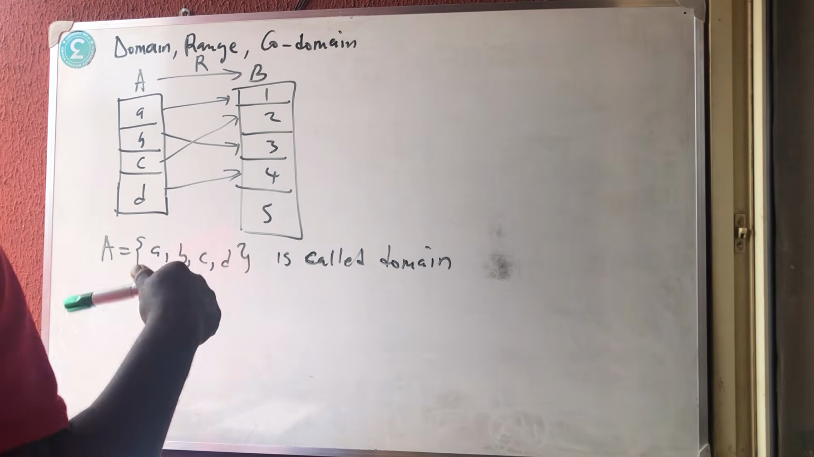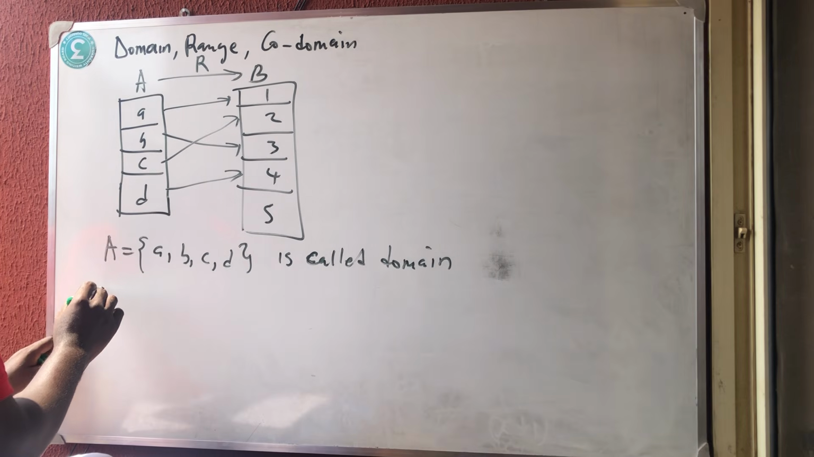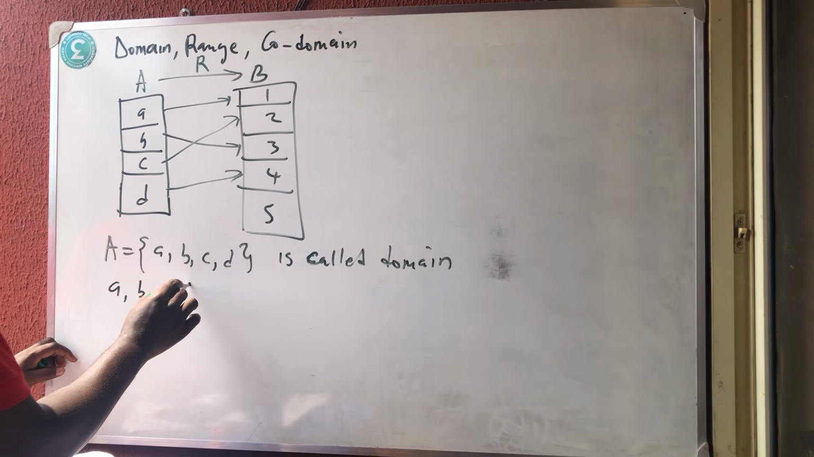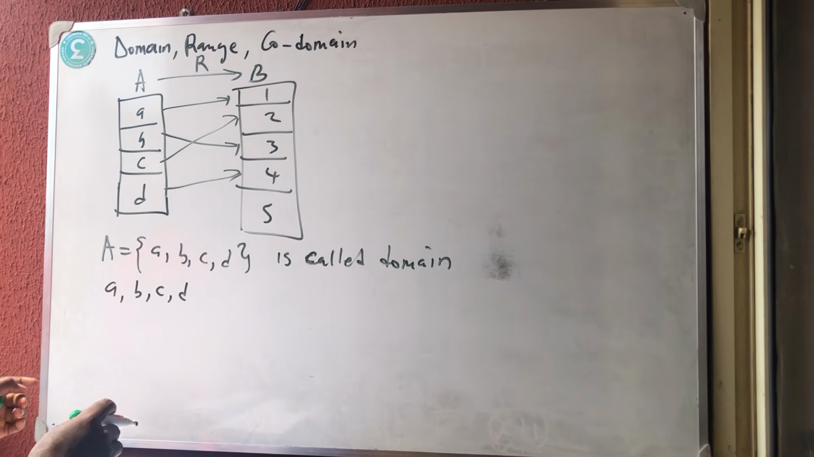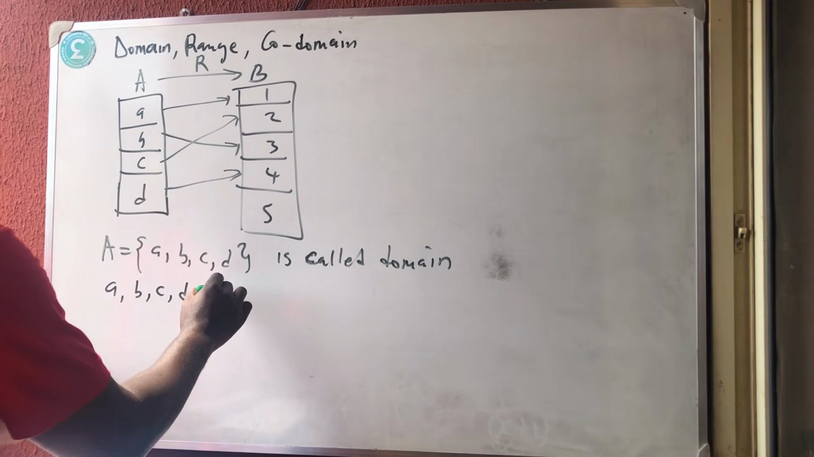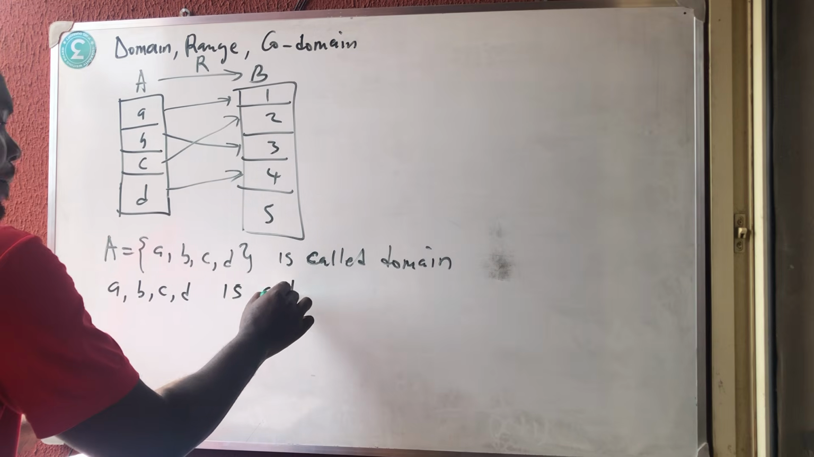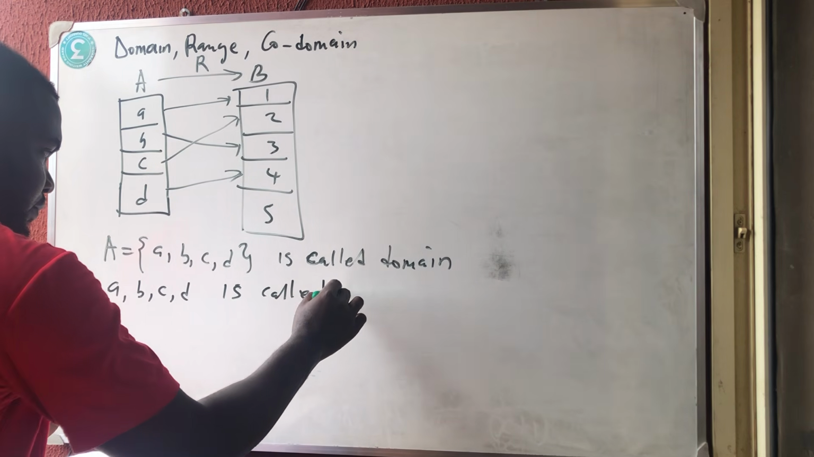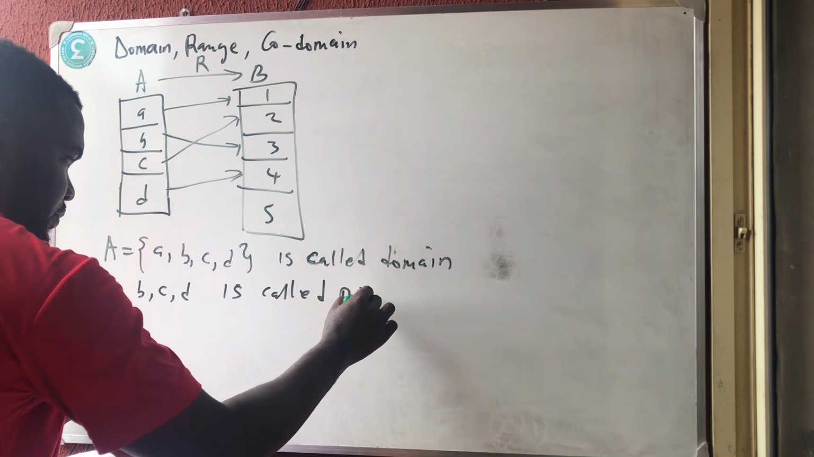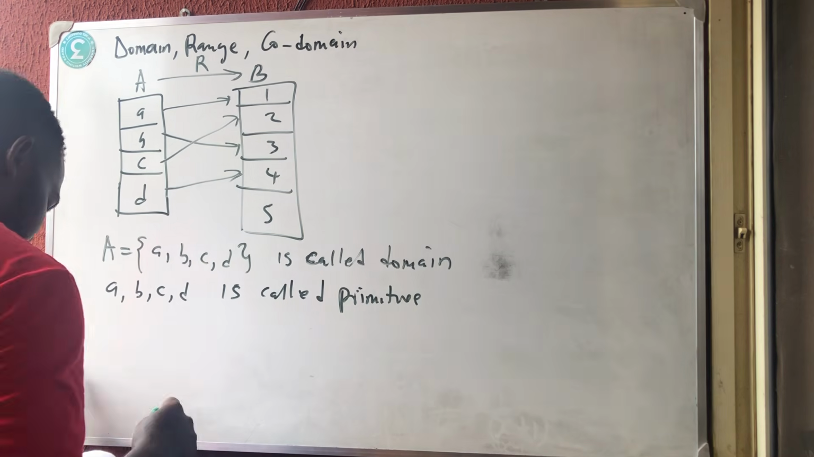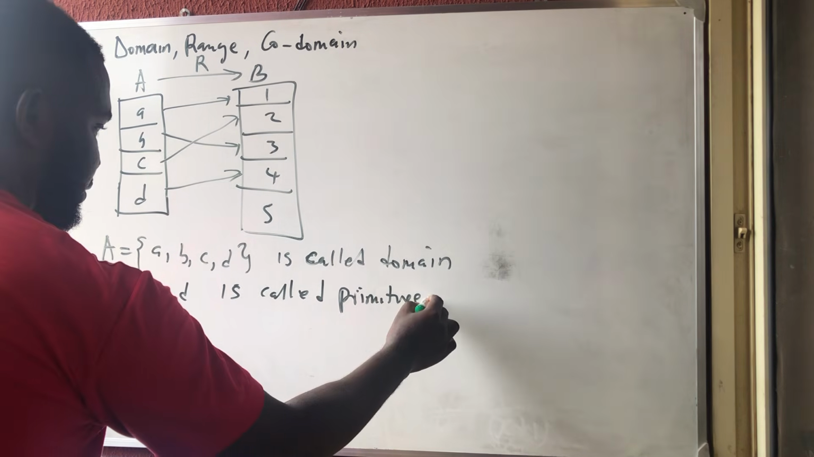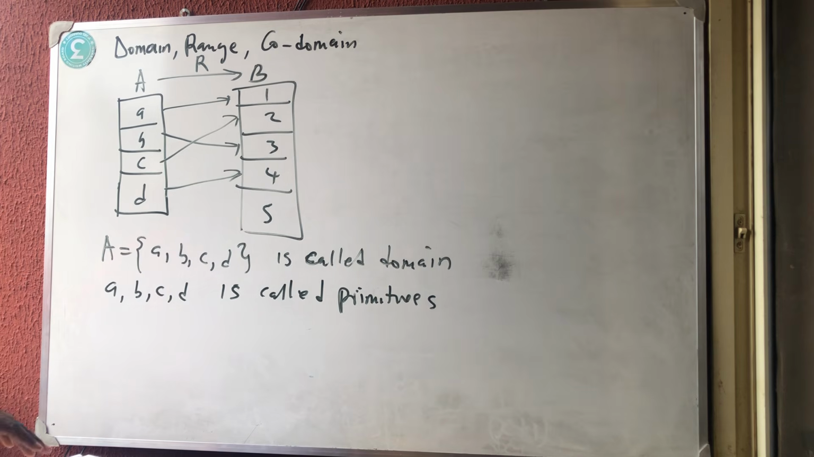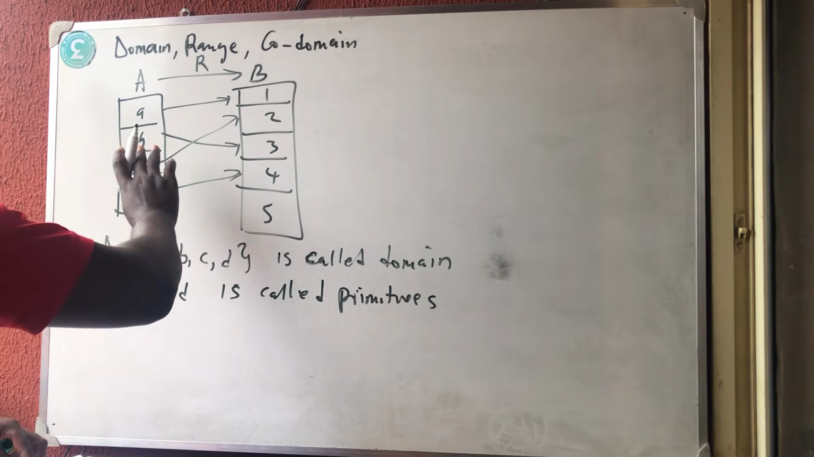The domain. But when they are not inside of a set, for example, A, B, C, and D, or you bring anyone you like, you did not put them inside the set, you call them what? It's called primitive. Okay, it's called primitives. If it's one, primitive. Now the next one is, what did they produce?